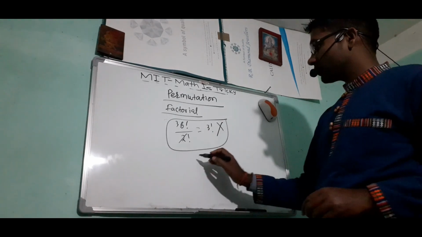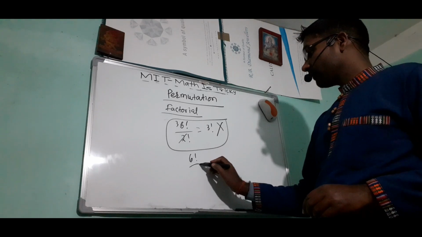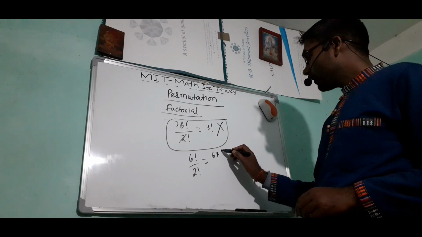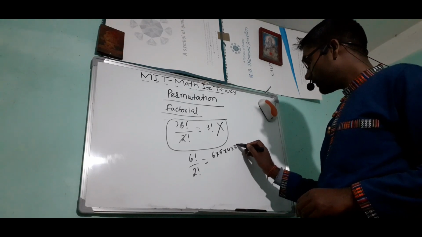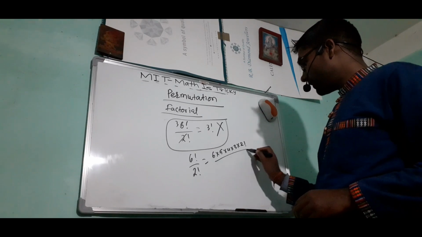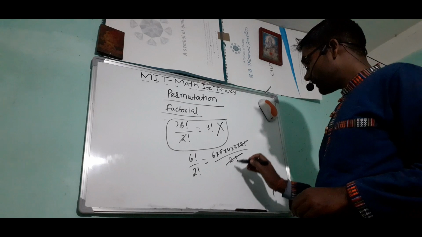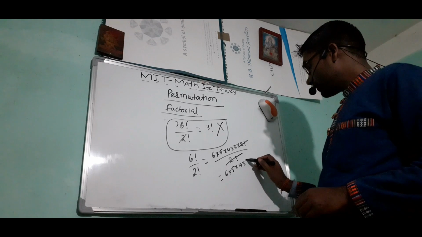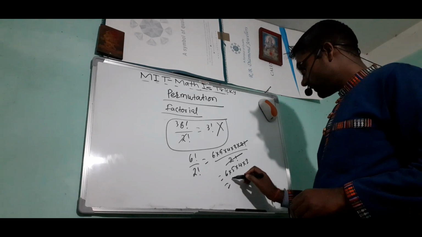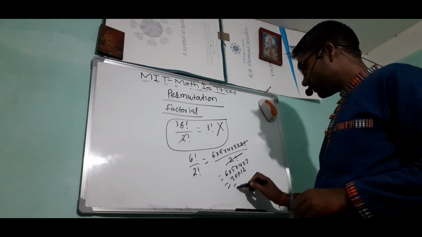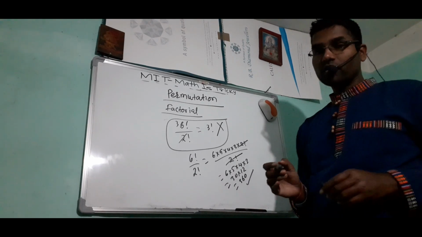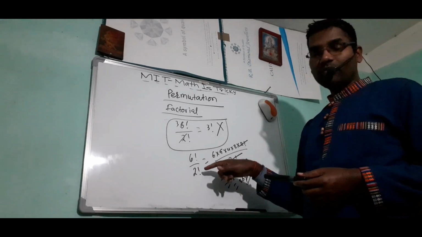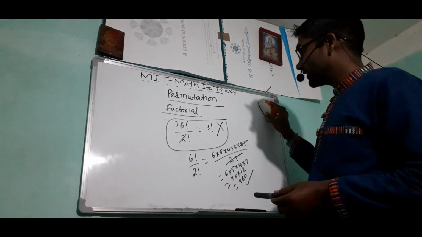We can't write like this. So how are we solving? 6 factorial by 2 factorial means simply 6 into 5 into 4 into 3 and then into 2 factorial by 2 factorial. So 2 factorial and 2 factorial cancel. So we can write here 6 into 5 into 4 into 3, that is 30 into 12, so it will be 360. This is how we solve. While cancelling, please be careful. This is how we solve the problems regarding factorial.